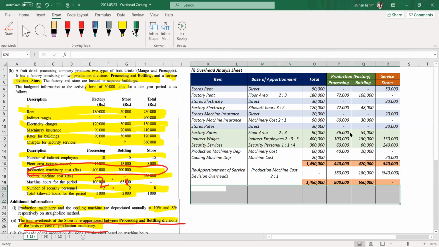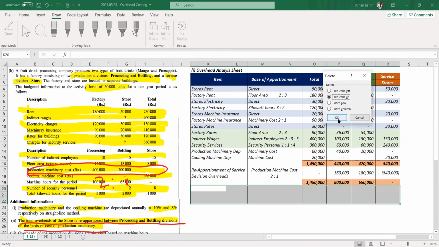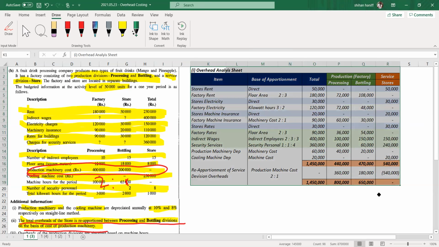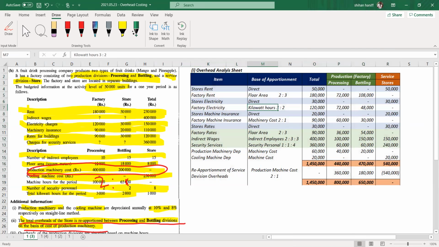So this is the overhead analysis sheet. So I hope it's clear. Any other doubts? Is this clear, this part? Overhead analysis sheet, apportionment and reapportionment. So in our steps, we gave 4 steps.